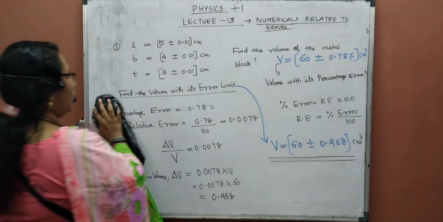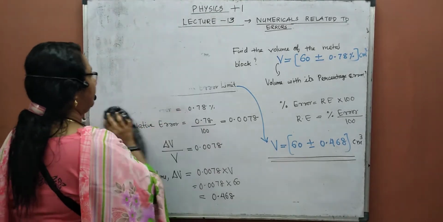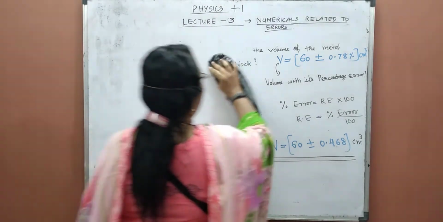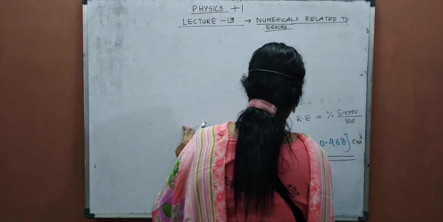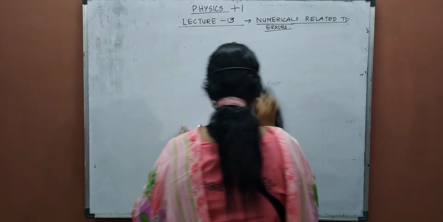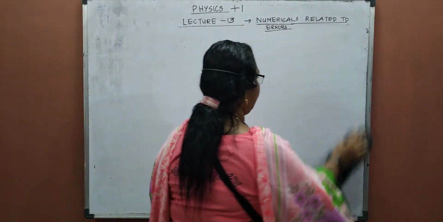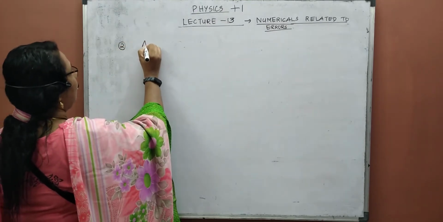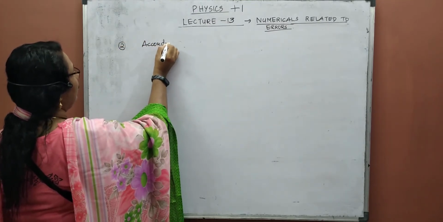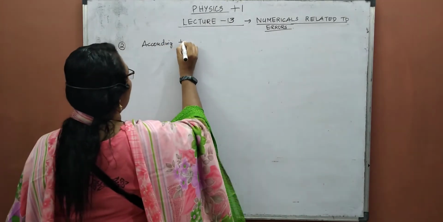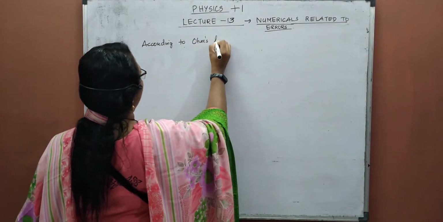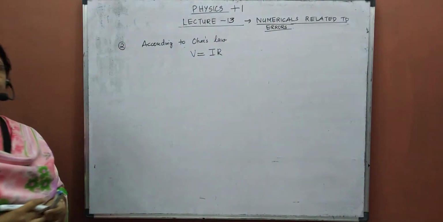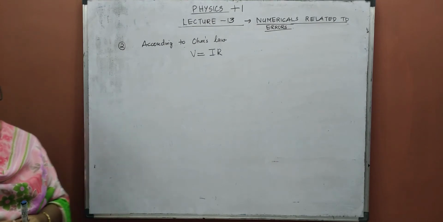Now we are going to the next question. In the next question, they have given a particular law. The question starts as, according to Ohm's law. Have you heard of Ohm's law? Surely in your 10th class. According to Ohm's law, V is equal to IR, where V is the potential difference, I is the current, and R is the resistance.